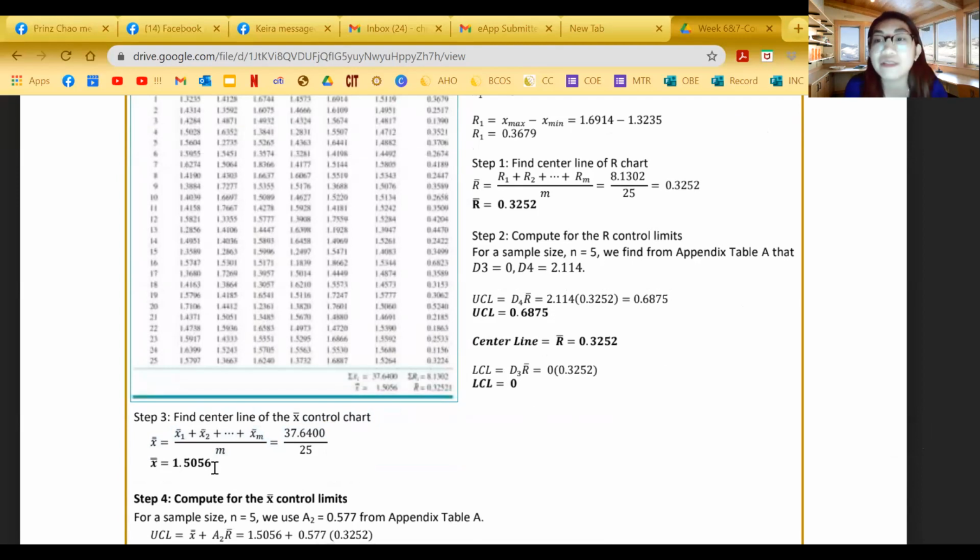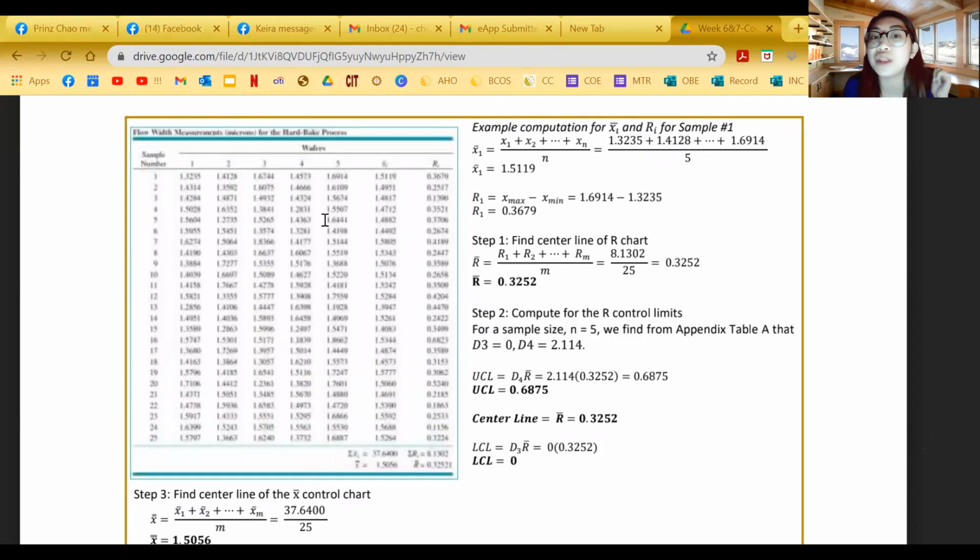That's 1.5056. Same goes with the range. So, si range, subtract na gyapon. Tanaw ni mo sa lowest, so 1.3235. Then ang highest, let's say 1.6914. To get the range, subtract na silang duha. Then, i-compute na dahil ang average of the ranges.